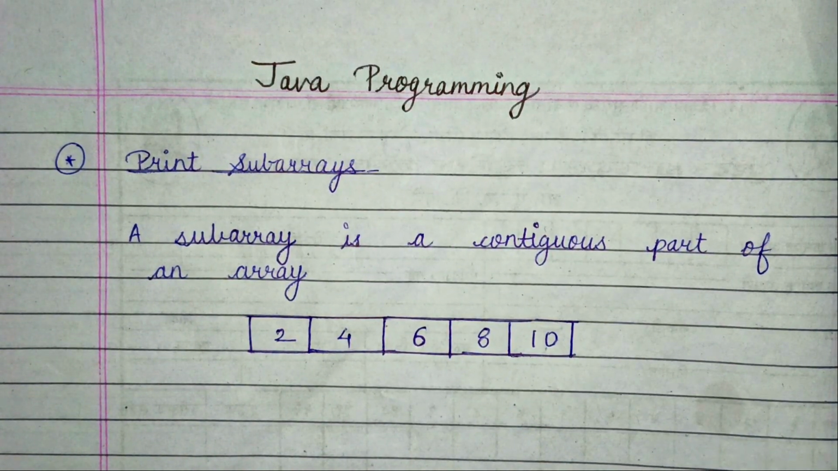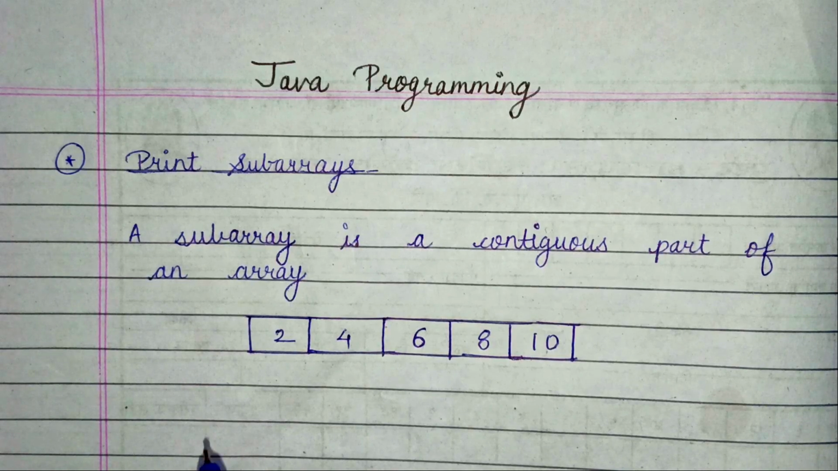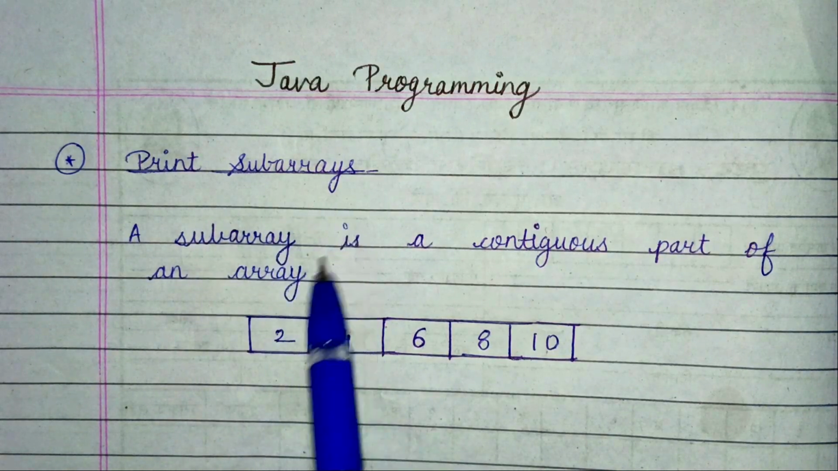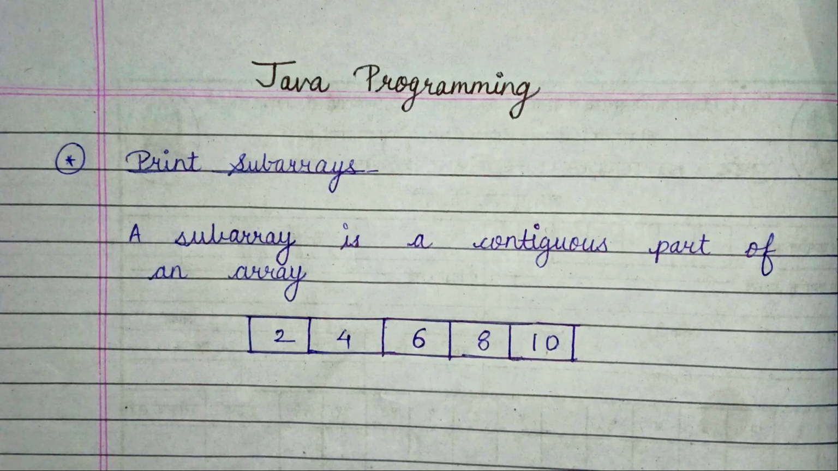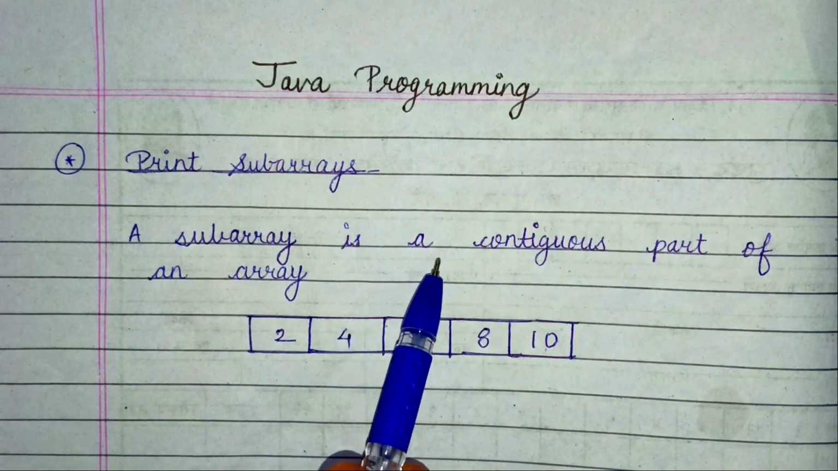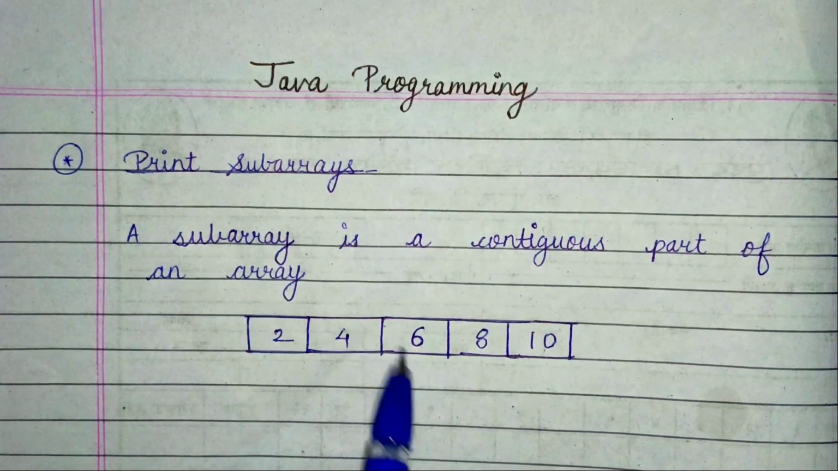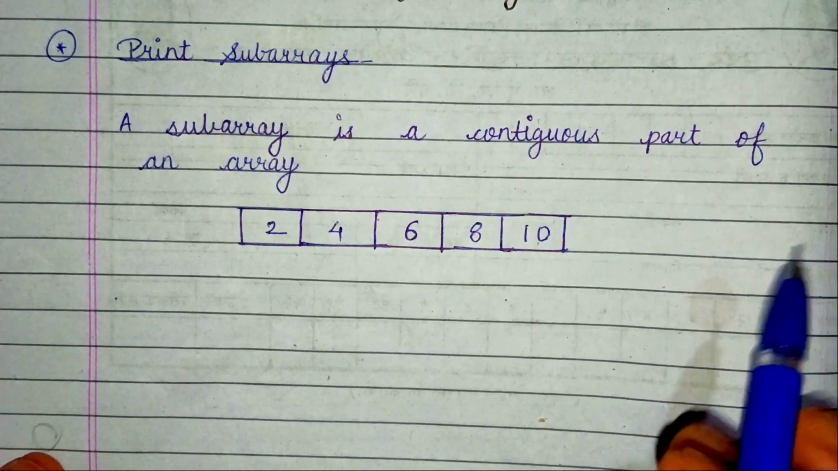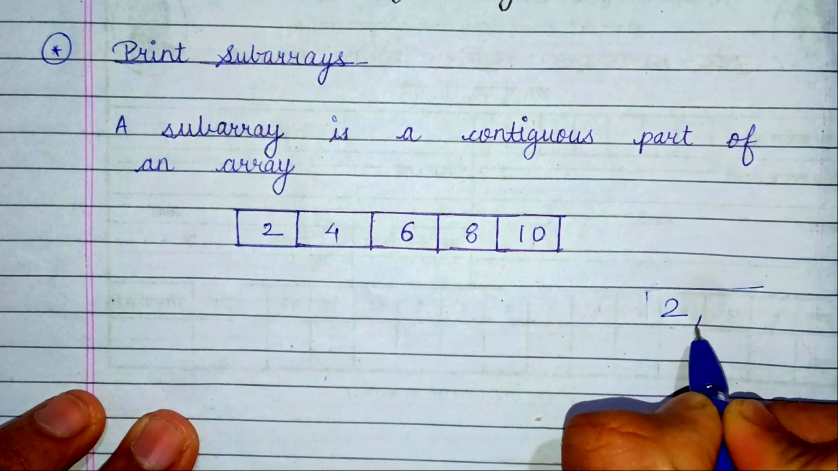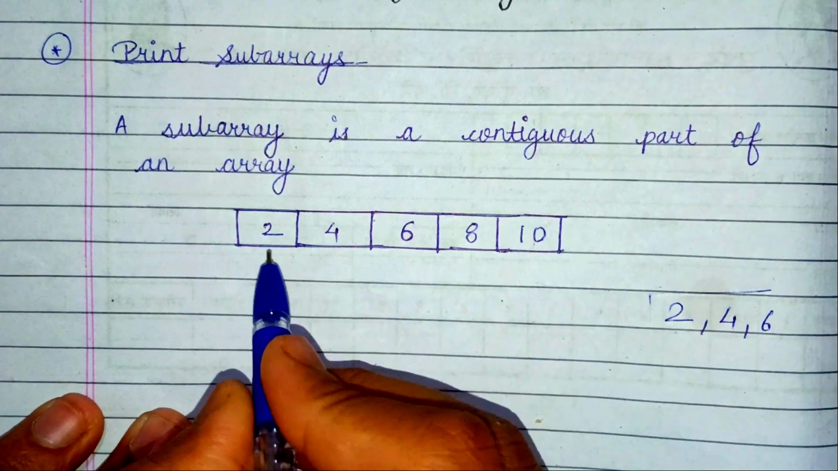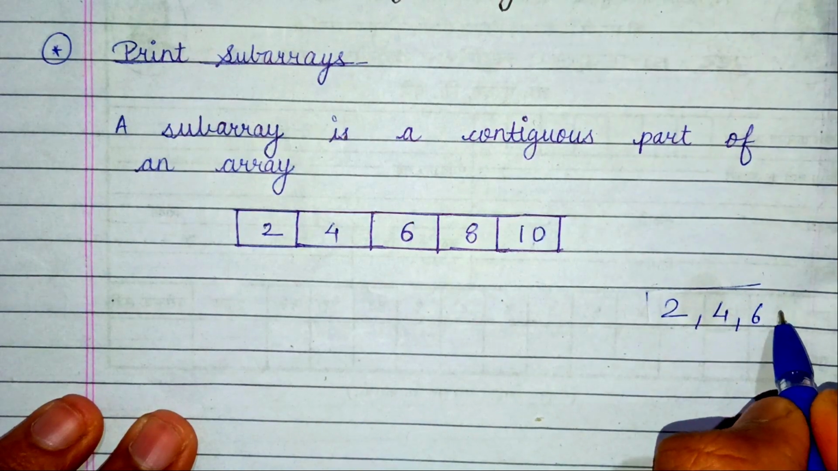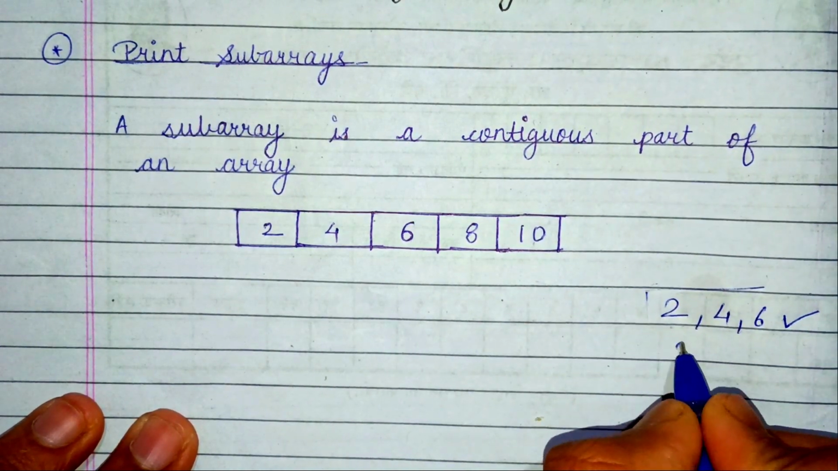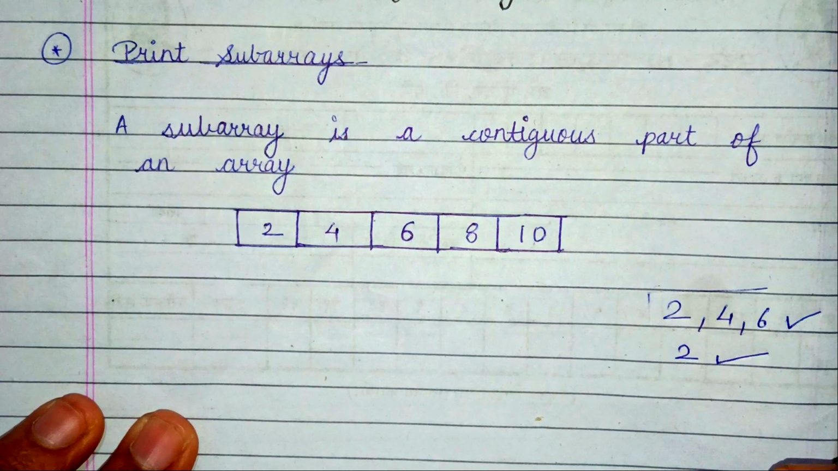In this video we are going to see how to print the subarrays of an array. So first understand what a subarray is. A subarray is a continuous part of an array. Let's take an example: 2 4 6 is continuous, so it is a subarray. 2 itself is also a subarray.